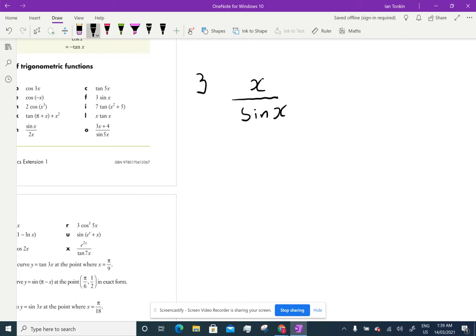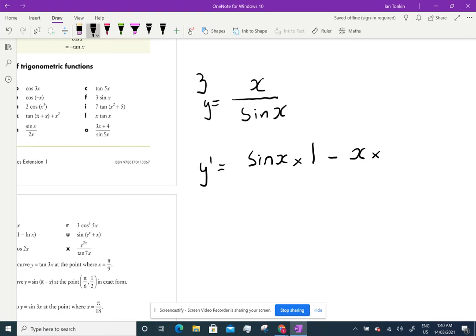This is relatively easy. All you have to remember, and you get this on your formula sheet, is the quotient rule. So remember, with the quotient rule, I'm just going to call this y, so I can then use a notation to do the derivative. If I'm going to do y dash, it's the bottom, so it's sine x, the bottom, times the derivative of the top. Now the derivative of x is 1, minus the top, well, that's the x, times the derivative of the bottom.